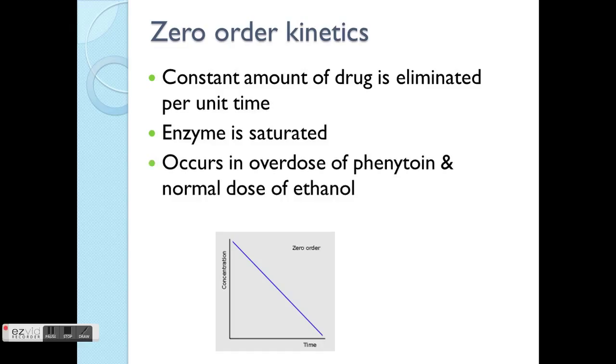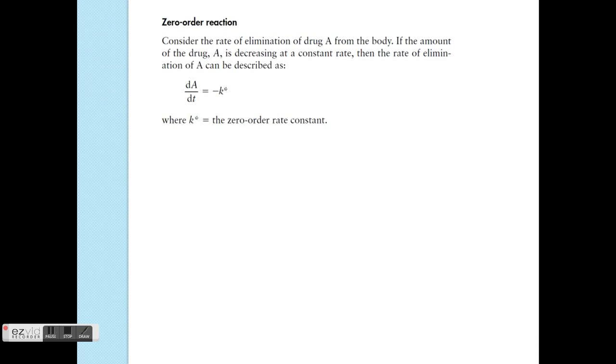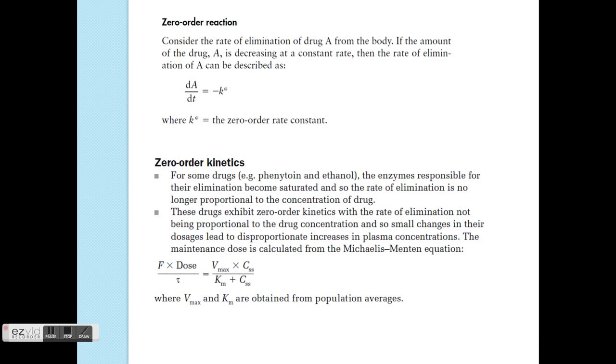An example is an overdose of phenytoin, or normal doses of ethanol, which follow the zero order kinetic rule. As you can see here, the concentration-time profile in these two cases is in a linear form. These are some texts about it. The main point is that you can calculate it based on the Michaelis-Menten equation, which you will learn in the later years of your course. It's a slightly complicated formula, but when you know it, it's quite easy.